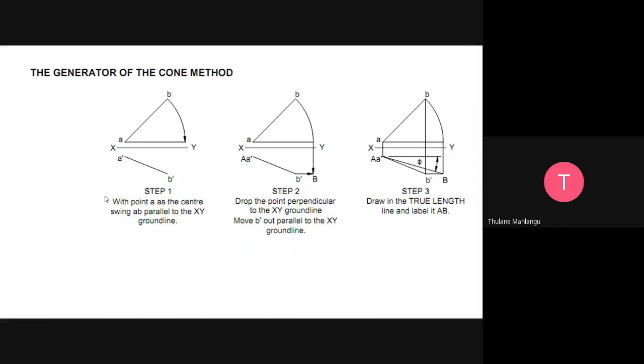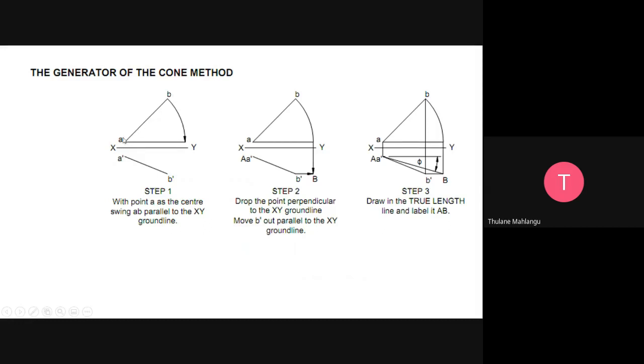So this is what I just explained in the previous slide. This is the generator of the cone method. This is how the cone method works. First, you'll be having two lines that are not parallel to the origin from either of the views. In the first drawing there, you can see you have line AB in the top view, and you also have line AB in the front view.